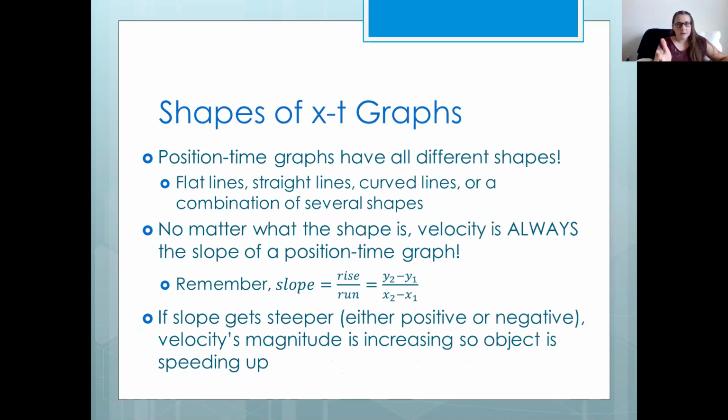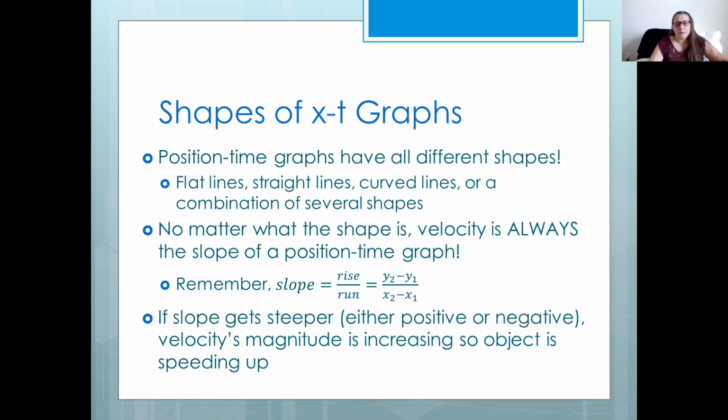Okay, so shapes of these position time graphs. There can be all kinds of different shapes to these. There can be flat lines, straight diagonal lines, curved lines. You can have several of these in the same graph, all kind of mashed together. It'll start off flat and then go like, and then it can just get crazy. But they have all different kinds of shapes. You still approach them the same way.